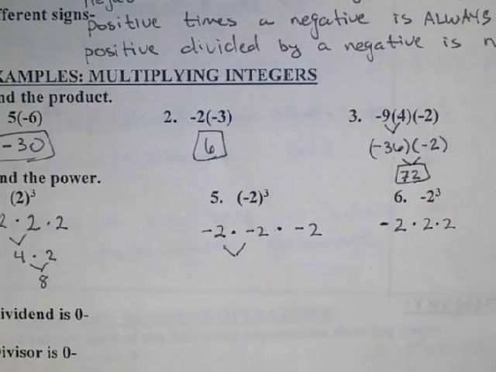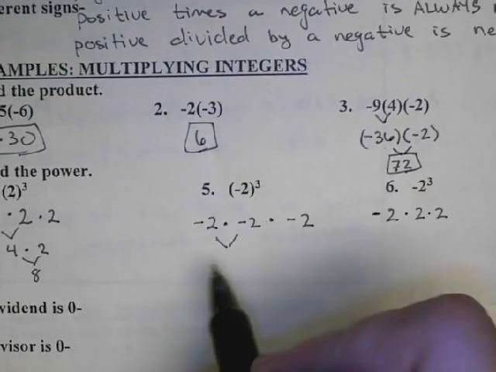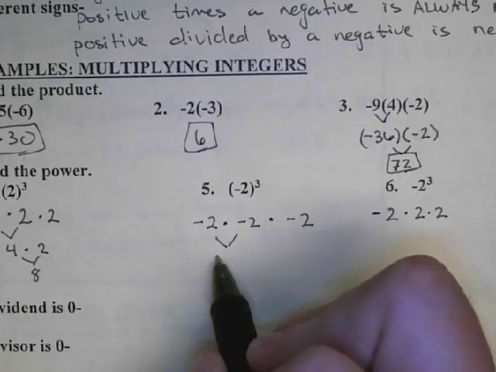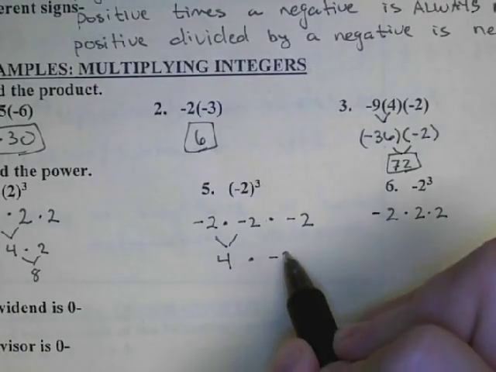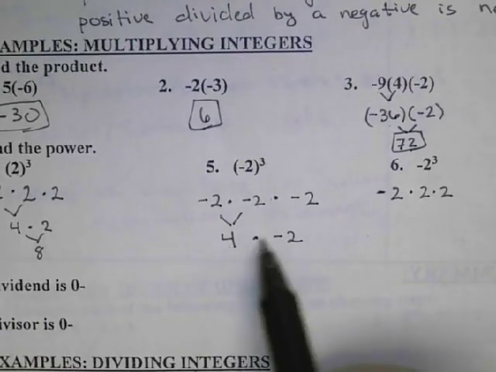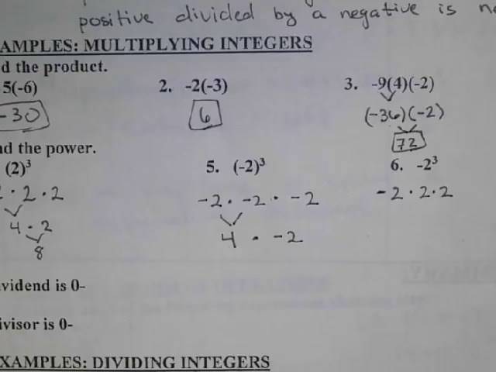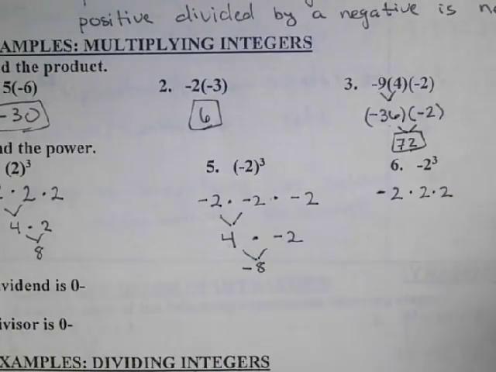So let's go ahead and do number 5 now that we have it written out. A negative times a negative is a positive. So we'll have +4. Bring down our times -2. And then a positive times a negative is a negative. So we'll have -8 as our final answer.